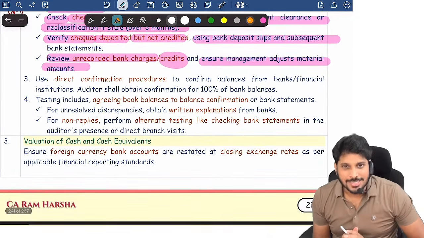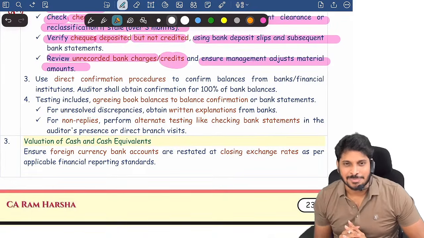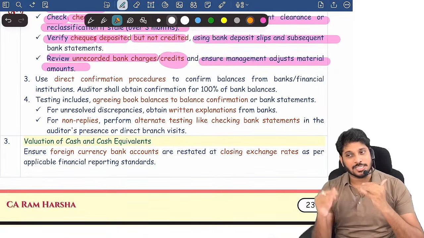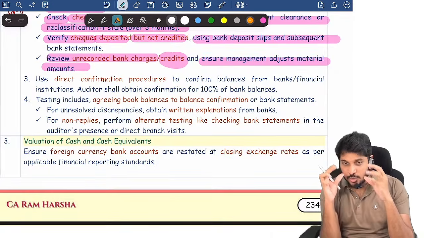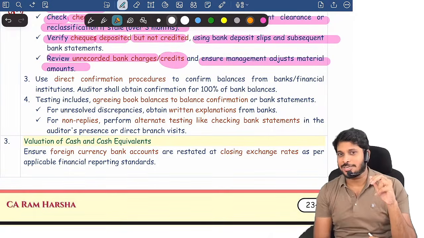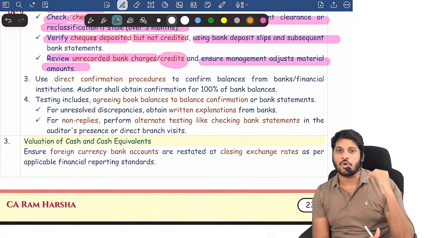Honestly, today BRS is not that popular anymore. Most of the companies today, since online electronic transfers are happening, check usage has reduced a lot. Since check usage has reduced a lot, the BRS relevance is decreasing over a period of time.